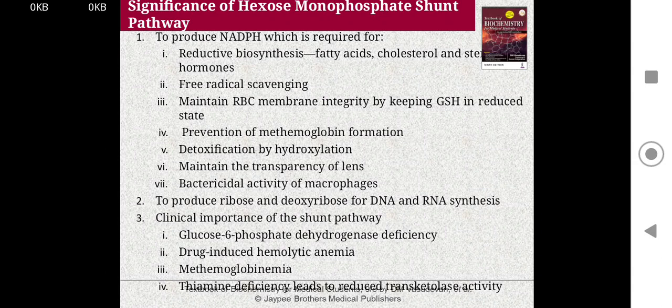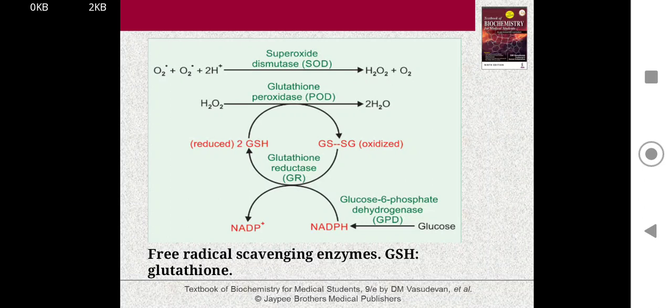Bactericidal activity of the macrophages. To produce ribose and deoxyribose for DNA and RNA synthesis. Clinical significance, that is G6PD deficiency, drug-induced hemolytic anemia, methemoglobinemia and thiamine deficiency. Here the free radical scavenging enzymes require the glutathione in its reduced state.